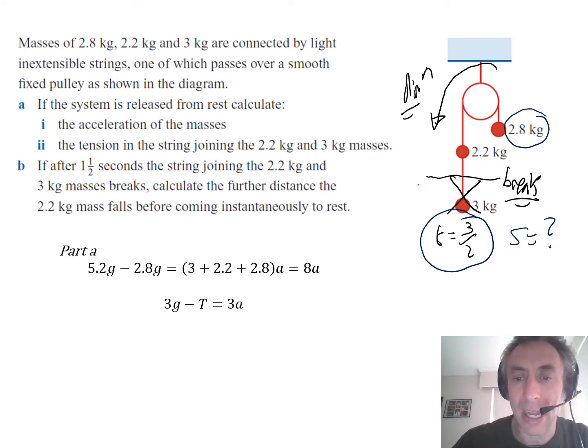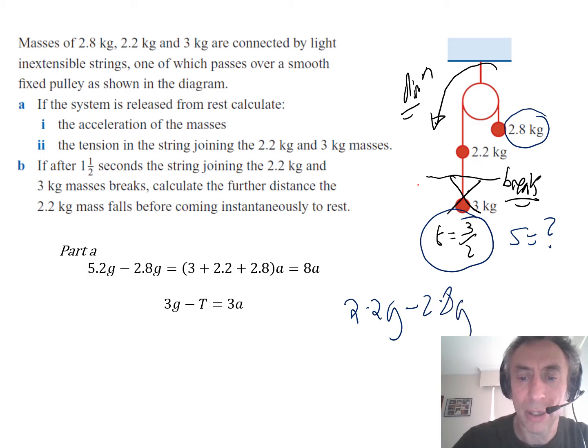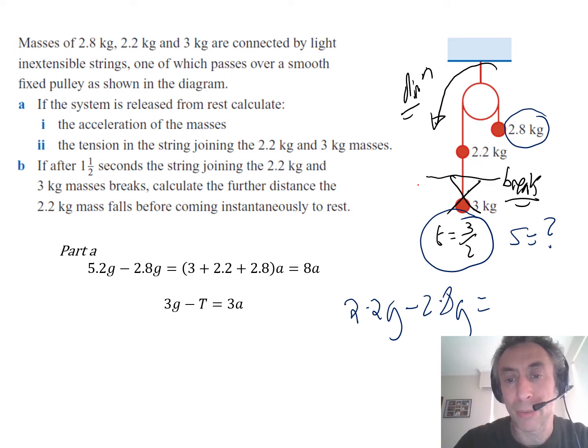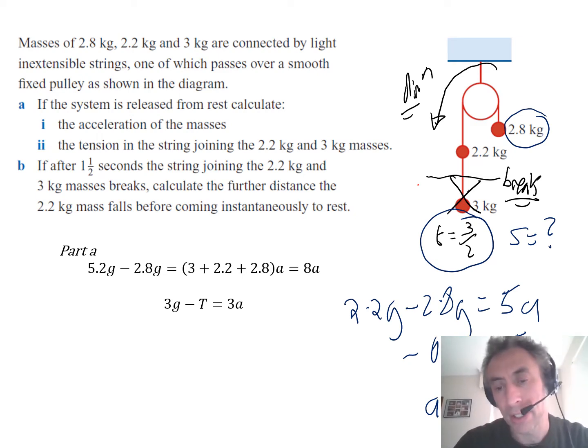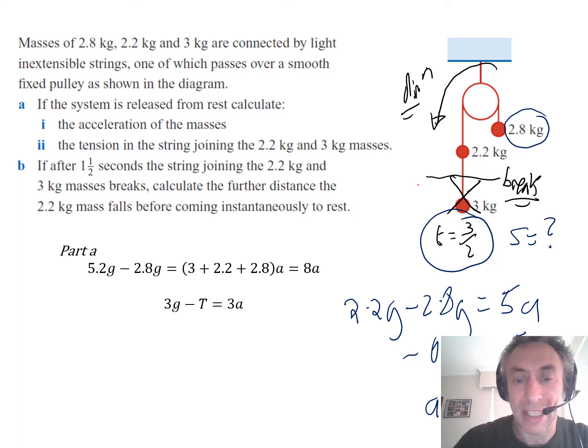So we've got 2.2g in the direction of motion being retarded by 2.8g, so a negative acceleration, is equal to the total mass of the system, which is 2.2 plus 2.8, which is 5a. So what we've got is, of course, negative 0.6g equals 5a. So therefore a is equal to minus 0.12g. Okay, good. All right, that's the deceleration under this changed circumstance.